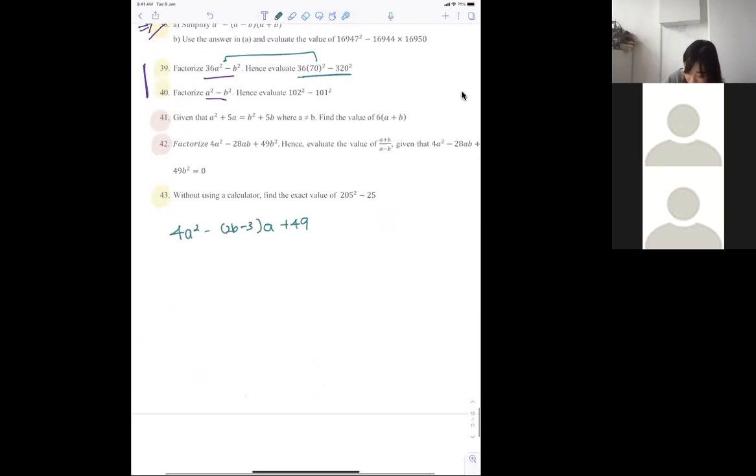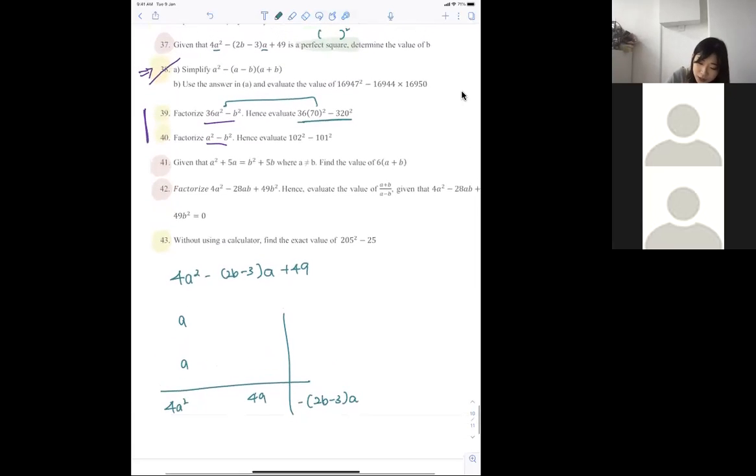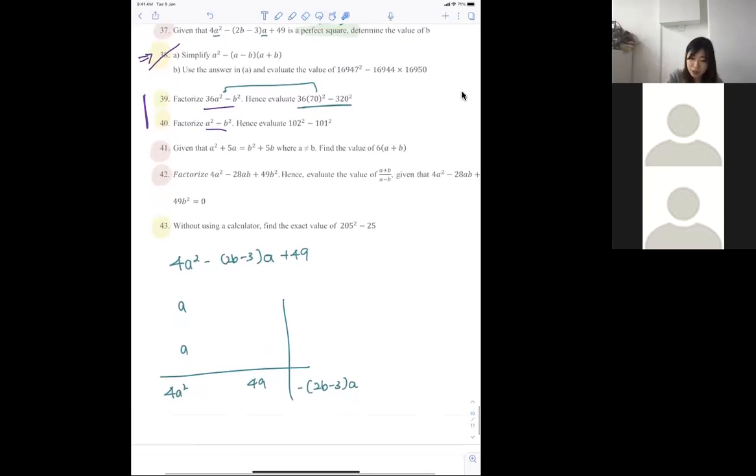Okay, quadratic, remember what we do? Draw a cross, first term here, third term here, and our final term here. Okay, so A, and if you want the two brackets to be the same, they say here bracket square, it's a perfect square. That means the two numbers must be even. In this case, 4 can change to 2 and 2. 49 is 7 and 7.